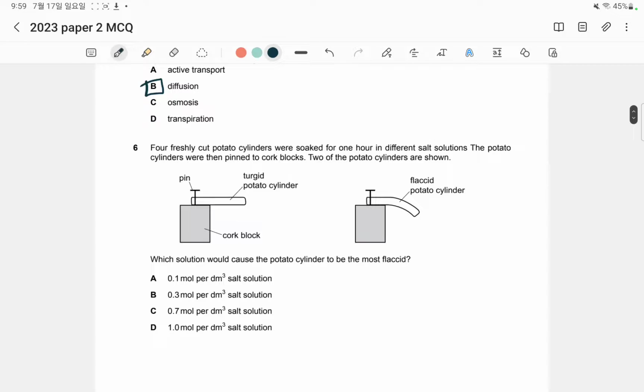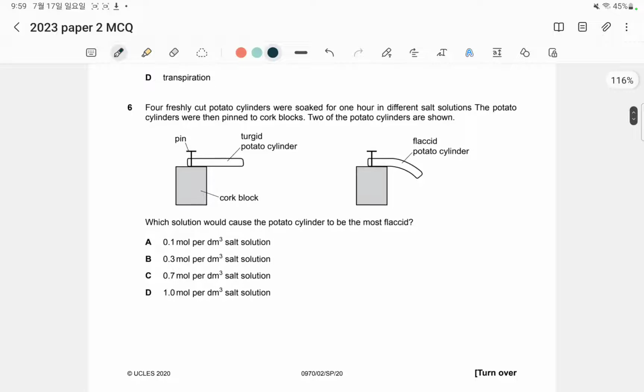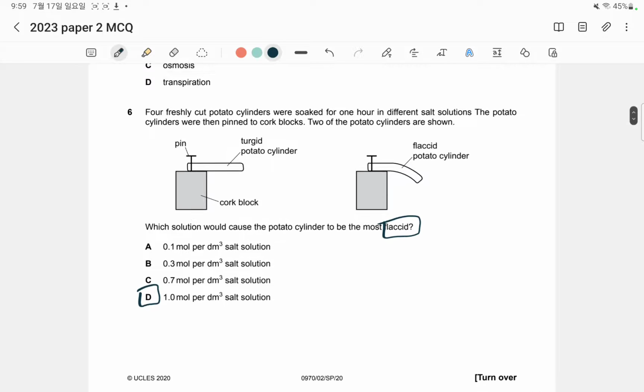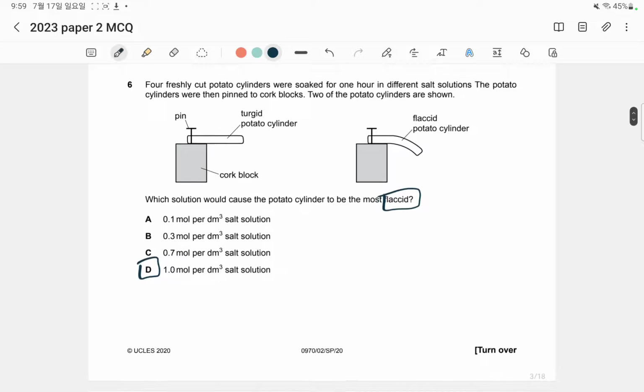Next question. So we have 2 potato cylinders soaked in different salt solutions. And then it's asking us which potato cylinder would be the most flaccid. So the answer would be D, because flaccid means that water moved out of the cell through osmosis. So the salt solution would have to be the most concentrated. So for this case, the answer would be D.